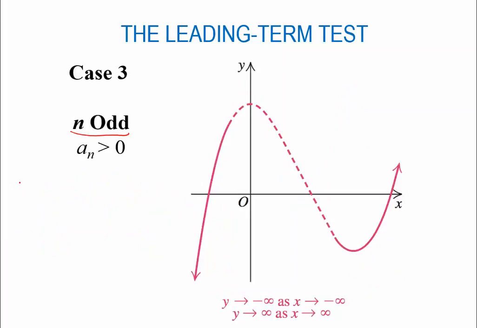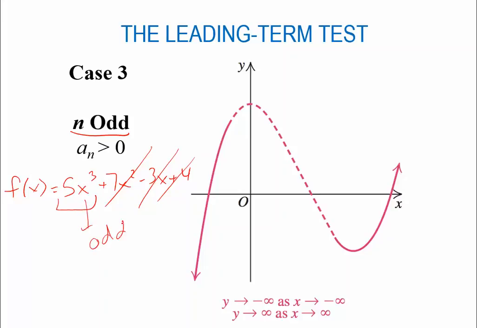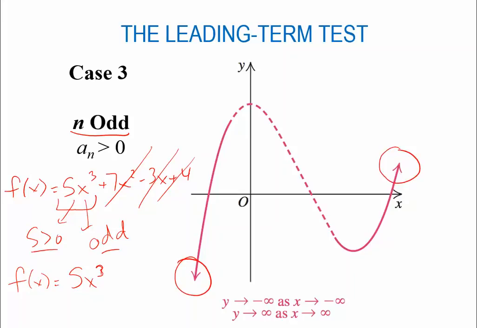Okay, next case. What happens if n is odd? Let's give an example. What happens if we have something like this: 5x cubed plus 7x squared minus 3x plus 4? Again, we can discount all the rest of the terms. What's going to happen at the ends? This is an odd function, and a is greater than 0. So it's going to resemble the function 5x cubed. It's going to start low and eventually end high. The simplest function I can think of that represents this is this function right here. It's going to start low and end high.